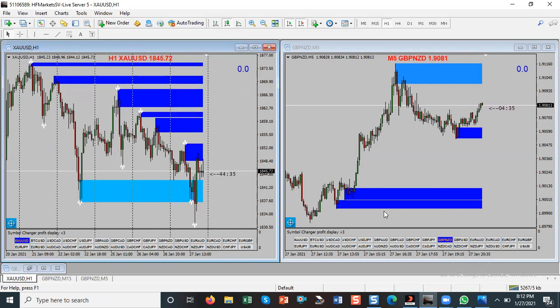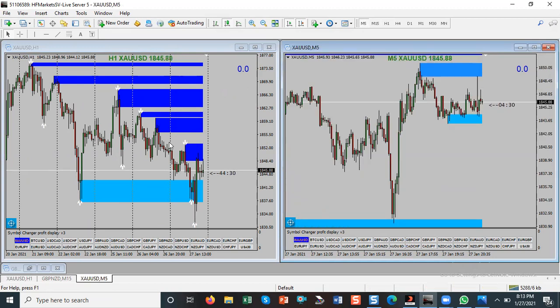Okay, let's use gold. All right. So now look at gold. We have the lower high, lower low, lower low. This lower high, lower high, lower low, lower high, lower, just like that. So you can see that this is a downtrend. How do you take this trade?